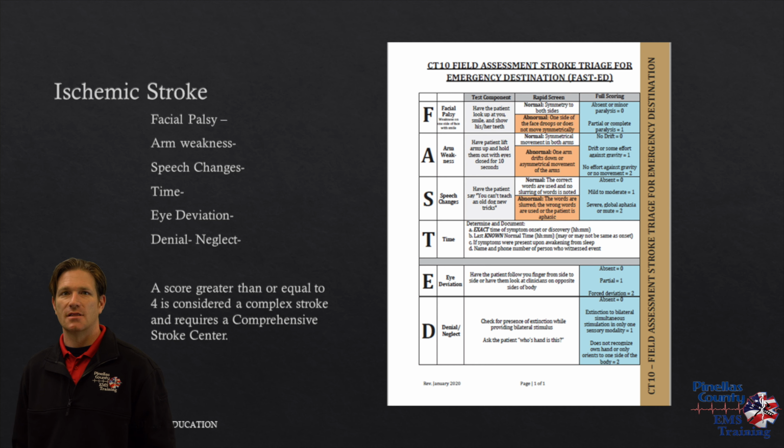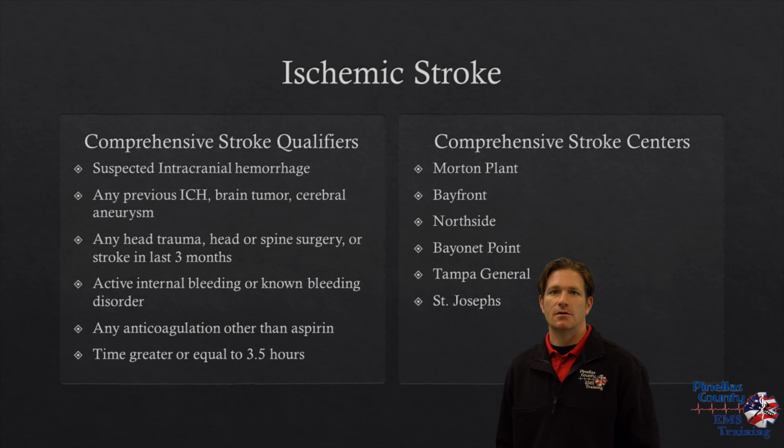So first things first. The patient has a positive stroke screen exam. Our next step is to confirm the length of time must be less than 24 hours, and then call the stroke alert. After we call the stroke alert, we calculate the score. If they meet any of the criteria on this slide, it's an automatic score greater than 4 and requires a comprehensive stroke center. Here's a list of all the comprehensive stroke centers in our area.